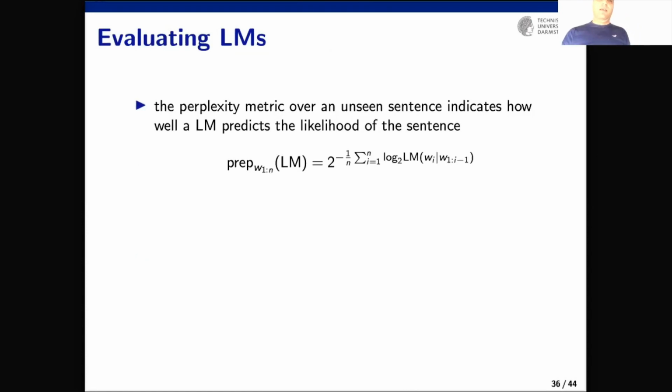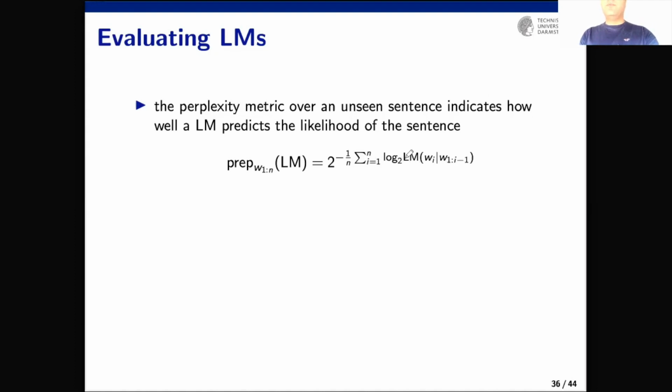Okay. But how should we evaluate language models? The common metric to evaluate language models is named perplexity. It's defined over an unseen sentence, and it indicates how well a language model predicts the likelihood of the sentence. So if we assume that the perplexity of a language model is given here, for a given sentence W1 to Wn, the perplexity, so let me use my pen. Okay, the perplexity of this is computed like this.